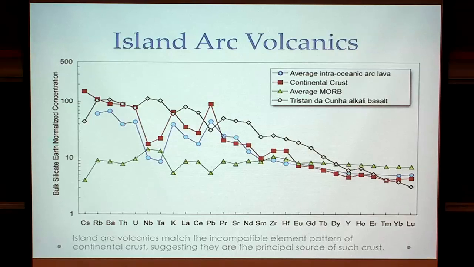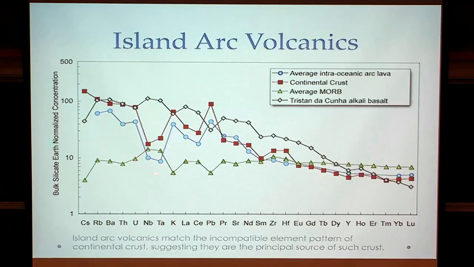But if we look at an average intraoceanic arc lava, you can see this distinct similarity: enrichment in lead, depletion in niobium and tantalum. That suggests that island arc volcanism has been a dominant mechanism by which the crust has been created, not necessarily the exclusive mechanism, but a dominant one. So we've grown the crust through geologic time, in large part by subduction-related volcanism.